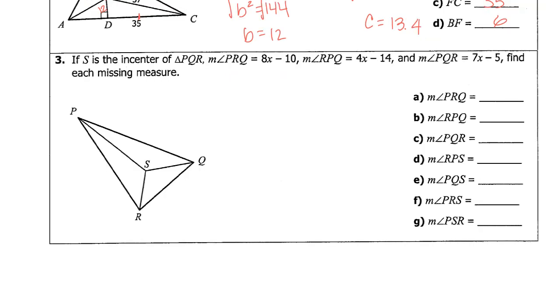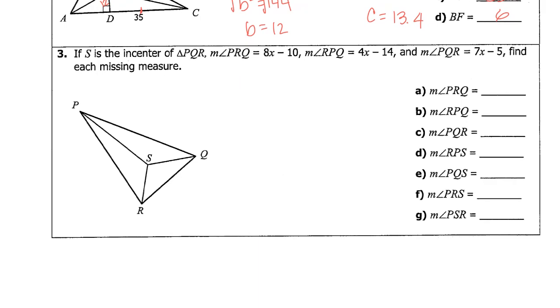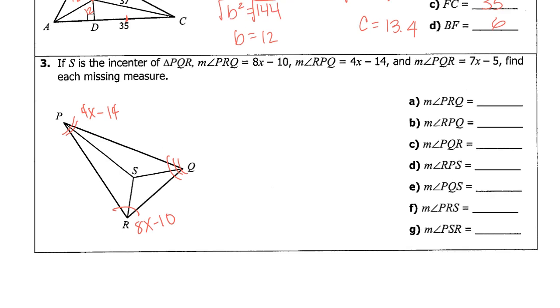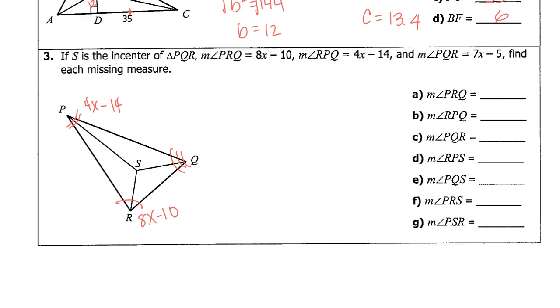All right, number 3 is a little different. It says that if S is the incenter of triangle PQR, the measure of angle PRQ is this whole angle down here. That's 8x minus 10. And the measure of angle RPQ, that's this over here, that's 4x minus 14. And PQR, which is this third one over here, that's 7x minus 5. So I need to find each missing measure.